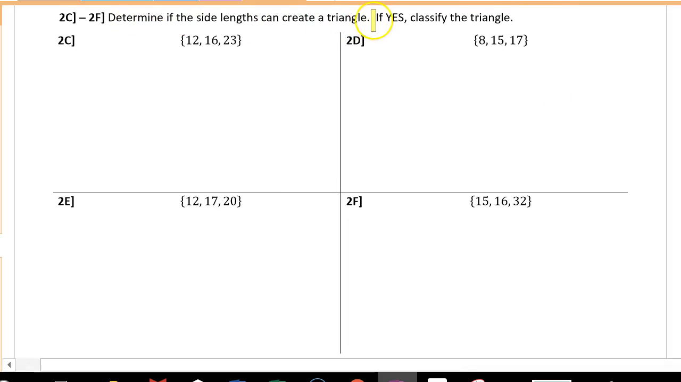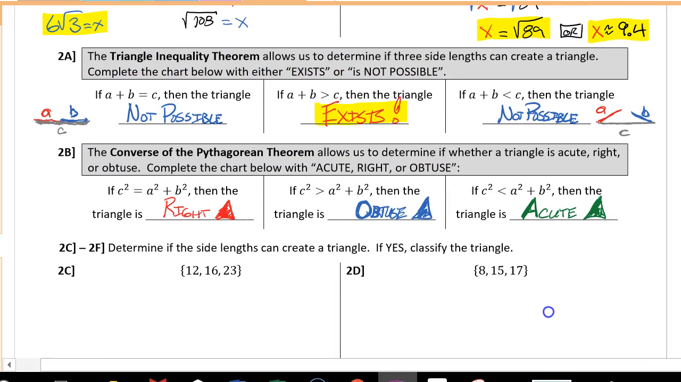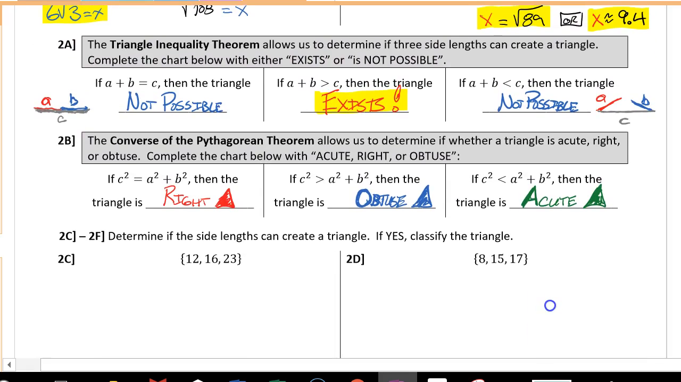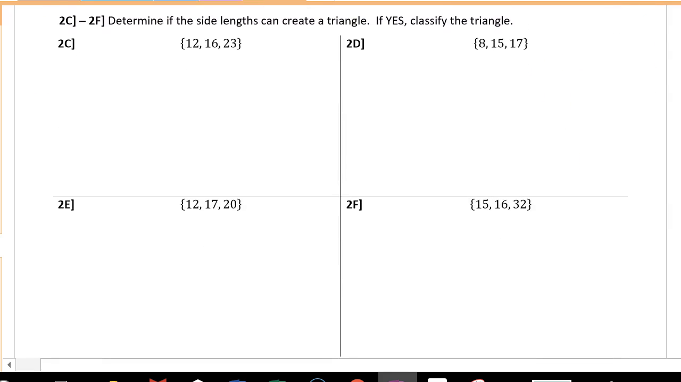Applying both of these scenarios to questions 2C through 2F, we're going to determine whether the side lengths can actually create a triangle via our triangle inequality theorem. And if yes, we will classify the triangles as obtuse, acute, or right using, again, 2A and 2B, triangle inequality theorem and converse of the Pythagorean theorem. So let's go ahead and set up on 2C.